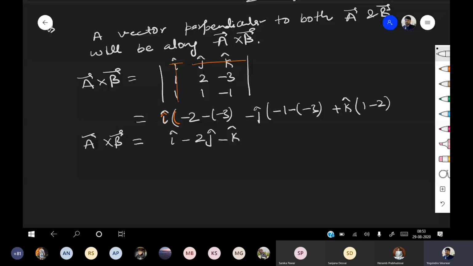Sir, can you explain the second step again? I didn't understand. Which second step? The second step where I multiply. That is how you open it simply. You keep this, then this into this minus this into this. So 2 into minus 1 becomes minus 2. And then you subtract. So minus of 1 into minus 3 is minus 3.